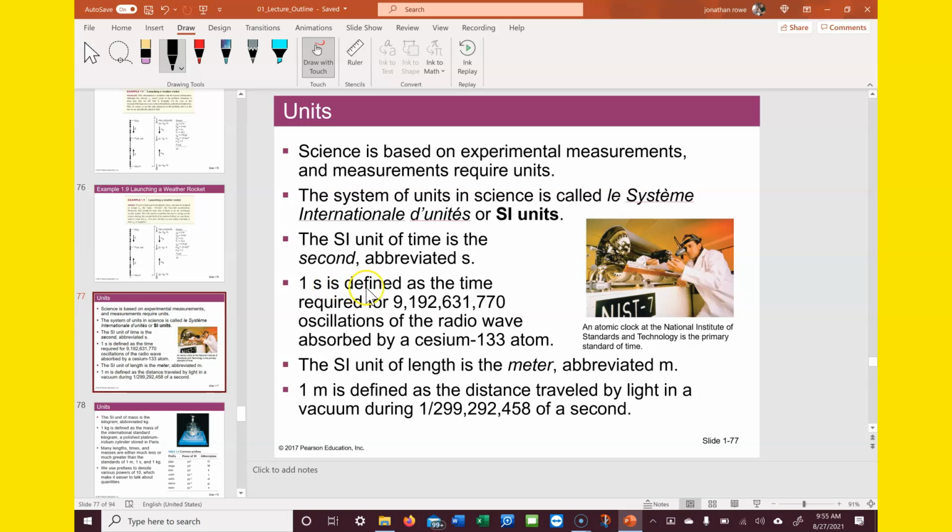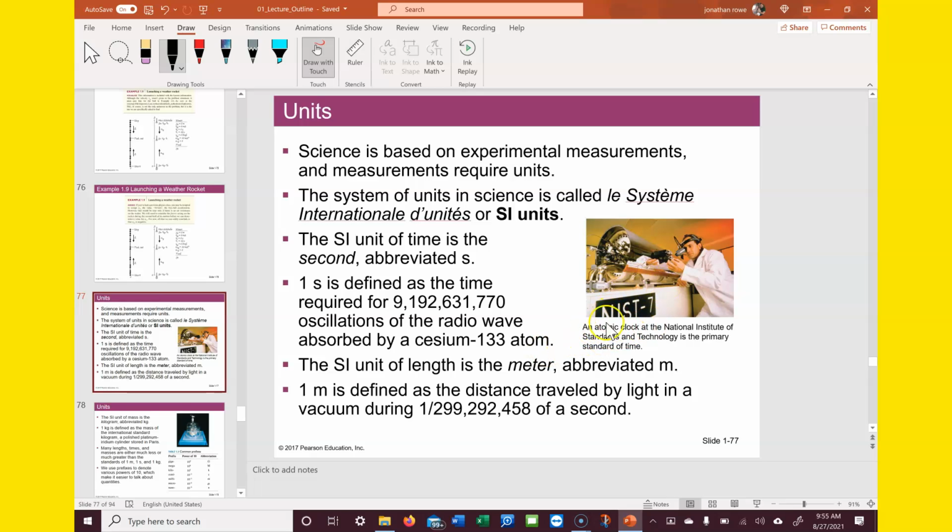So here's how a second has been defined. It's been defined as the time required for this many, 9,192,631,770 oscillations of the radio wave absorbed by a cesium-133 atom. Isn't that crazy? I mean, they kind of had an idea what the second was before they, in modern times, defined it this way. So they just figured out a way. They say this happens the same amount of time all the time, so we're going to define it this way.